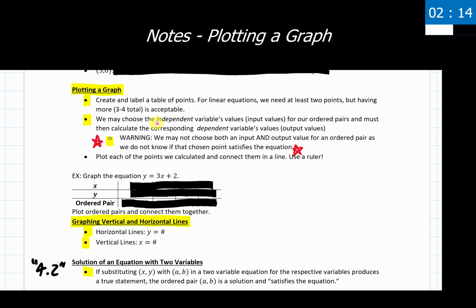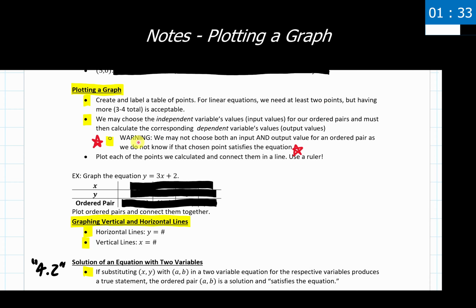We then need to go through and calculate what is the corresponding dependent variable's value, also referred to as the output value. So we can choose an x value to plug into this equation. We then calculate by hand what is the corresponding y value or output value that goes along with that one. And we do this 1, 2, 3, however many times a question is asking for us to do that. But again, if we are just asked to graph something, we need a minimum of 2 points. If you have more, that's great, but minimum of 2.